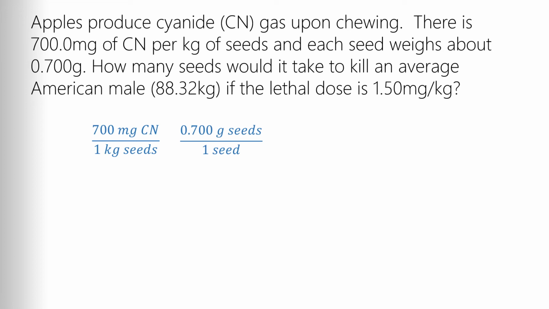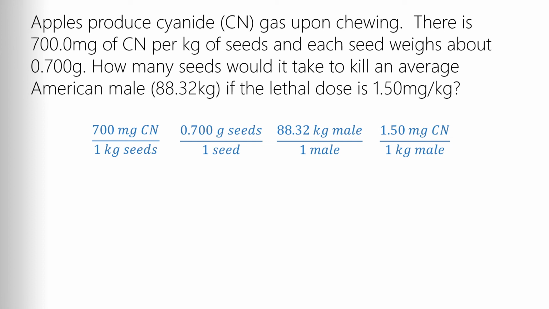0.700 grams of seeds per one seed. All right. 88.32 kilograms of male per male. And 1.50 milligrams of cyanide per kilogram of male. Okay, those are the 4 pieces of data they're given in that problem. And given those 4 pieces of data and 1 conversion factor, I can answer this problem. All I have to do is put them in the right order.